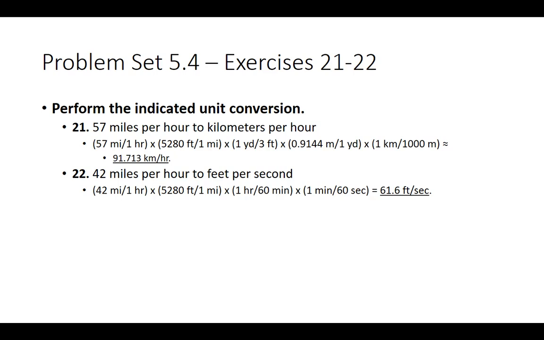So miles canceled, leaving us with feet on top. Hours canceled and minutes canceled, leaving us with seconds on the bottom. 42 divided by 1 times 5,280 divided by 1 times 1 divided by 60 times 1 divided by 60 gives us 61.6 feet per second.